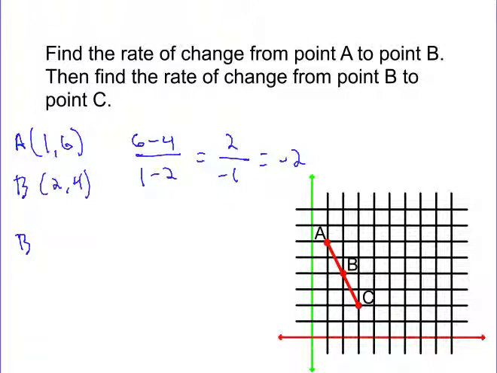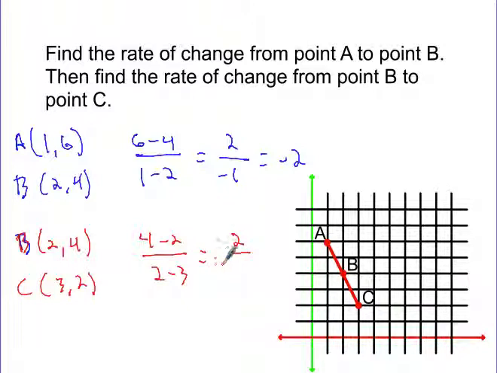So let me change colors here. B is still 2, 4. What is C? 3, 2. C is 3, 2. So 4 minus 2 over 2 minus 3. 4 minus 2 is 2, and 2 minus 3 is negative 1. So we have a slope or a rate of change of negative 2. Is that a surprise? No.